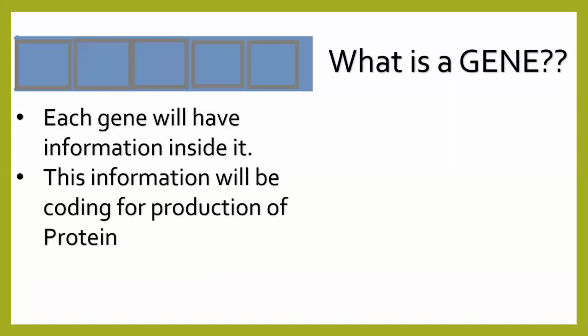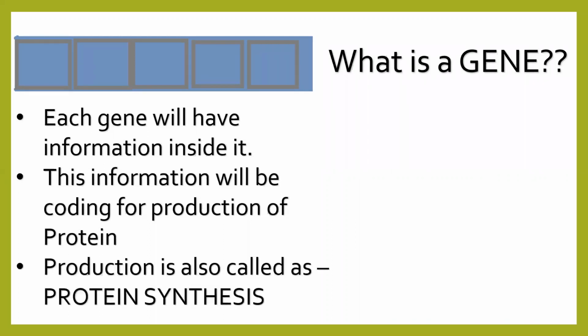This information will be coding for production of protein. So let me use a better word. Instead of the word production, I will use the word synthesis because it's a synonym of production. So can I say that genes have got information inside them which are responsible for protein synthesis? Do you agree with me? So production is also called protein synthesis.